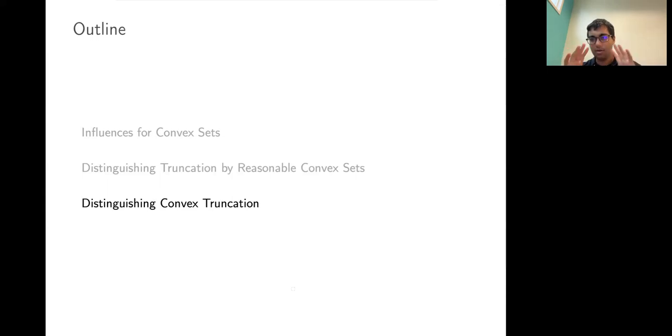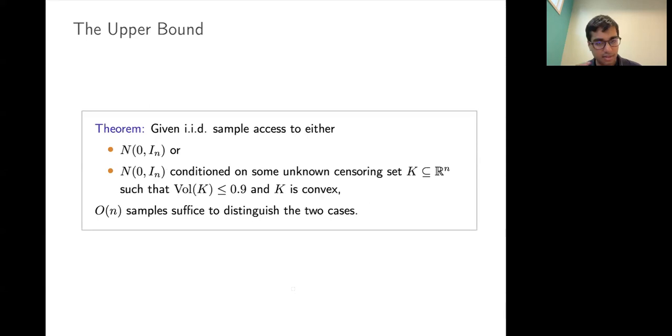So all sorts of all convex truncations. And the idea is really simple. So here's the main theorem that we prove in our paper. Given IID sample access to either the Gaussian or the Gaussian conditioned on some unknown convex set of volume at most 0.9, linear in n samples suffice. And the proof hinges on the following idea.